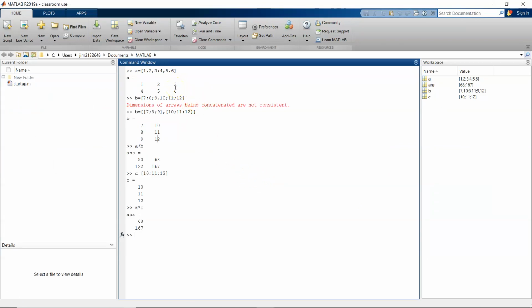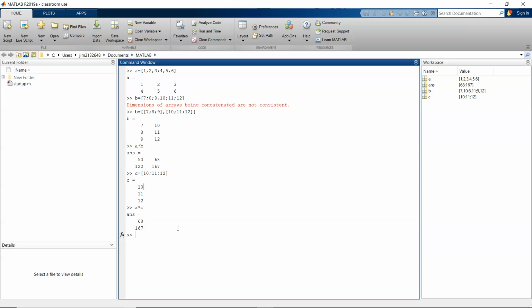And putting the answer in the second column. The answer to A times 10, 11, 12 is in the second column of the answer. So that explains how matrix multiplication works. That should help you out a lot with matrix multiplication. So we've got that part down.